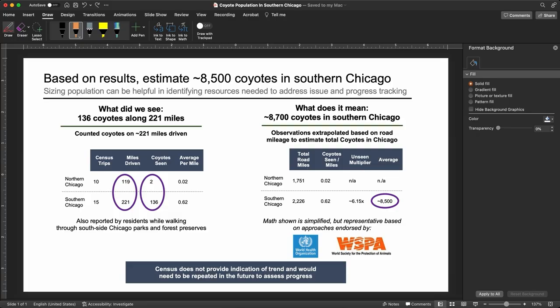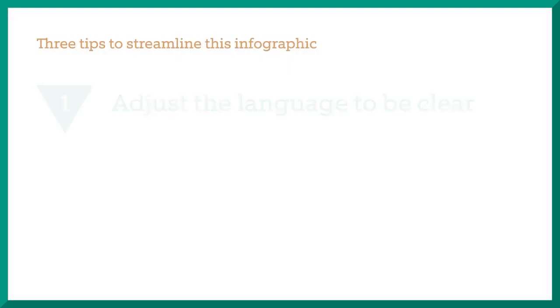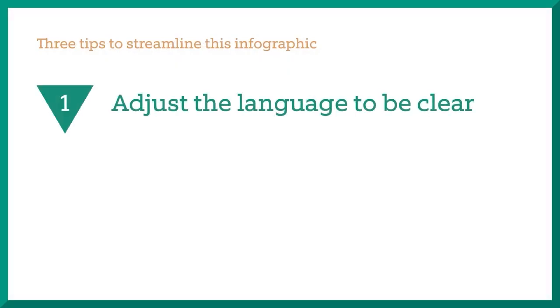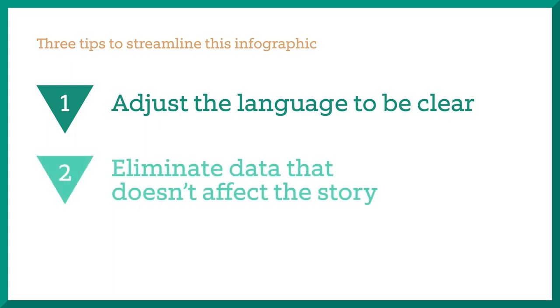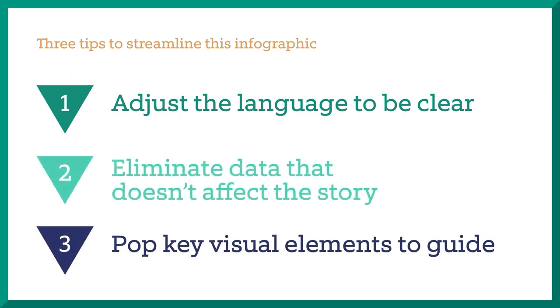But before we walk through those changes, I'd like to share 3 tips I think will help streamline this infographic. 1. Adjust the language to be simple and clear, especially with chart titles. 2. Eliminate data that doesn't affect the story. 3. Pop key visual elements to guide the audience.